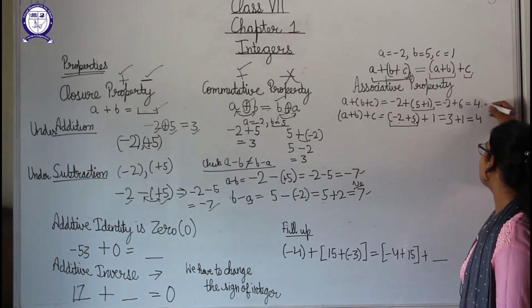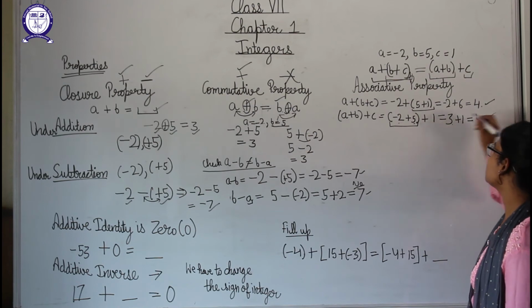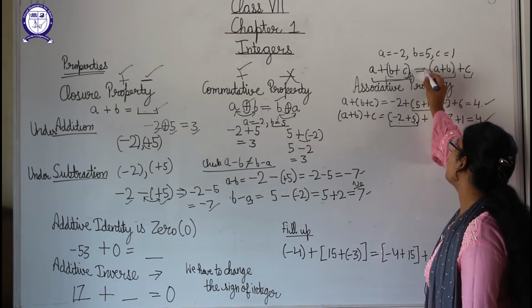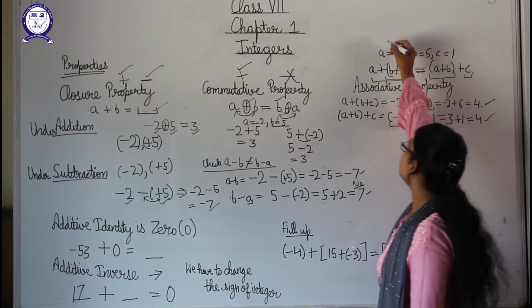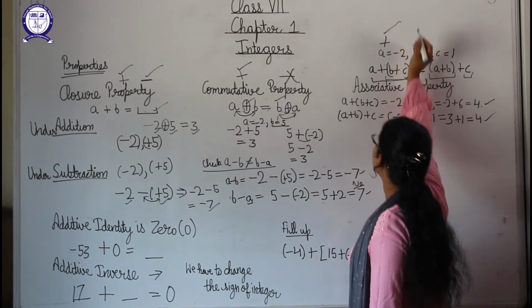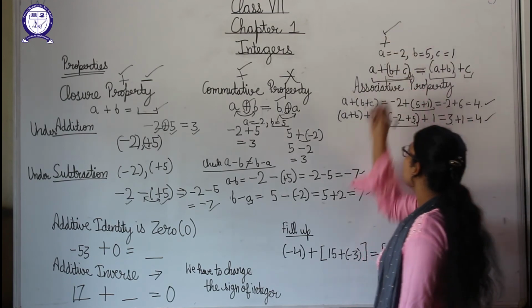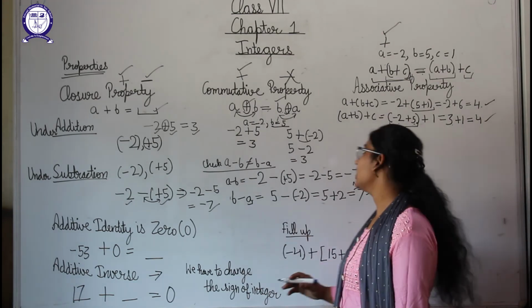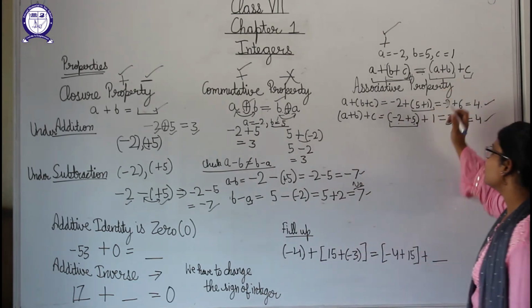So students, in both the cases we are getting 4 and 4. It means here when we are doing addition, these two are equal. So we can say that for the addition, this property is satisfied, means integers are associative under addition. Okay, now we will check for the subtraction.